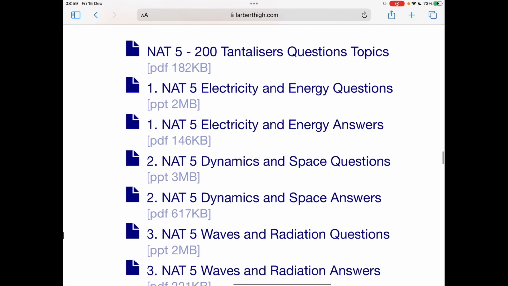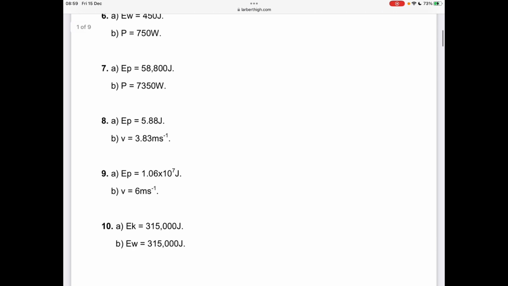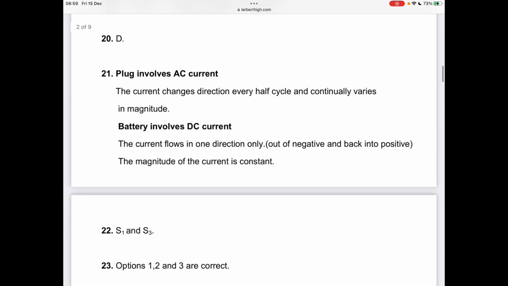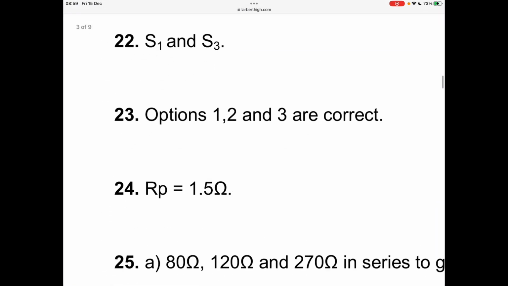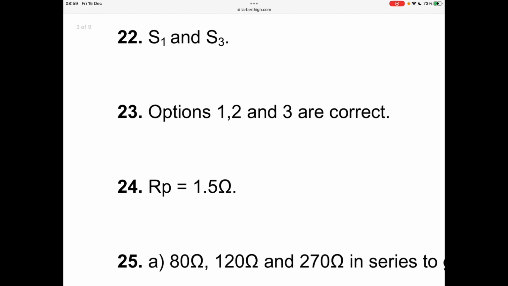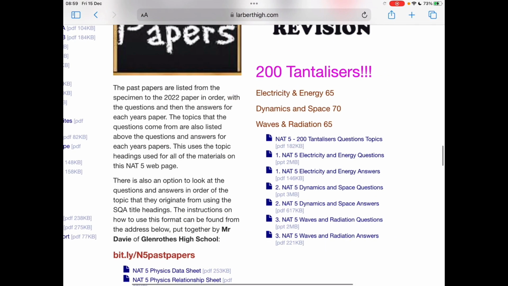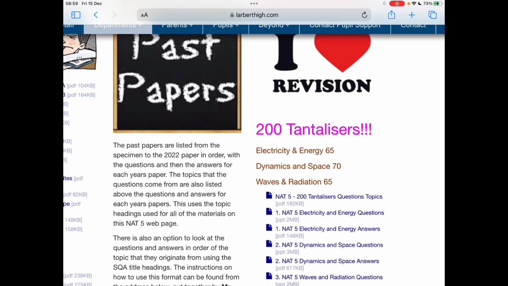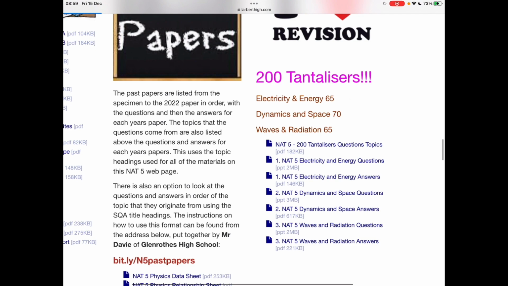However, there are answer files as well. There's answer files in the form of PDF. Again, the calculation ones are purely the numbers, not the working. So if you want the working checked, you have to ask your teacher for that. So there's tantalizers for further revision if you need some extra resources, and these are a very good resource to use as well.